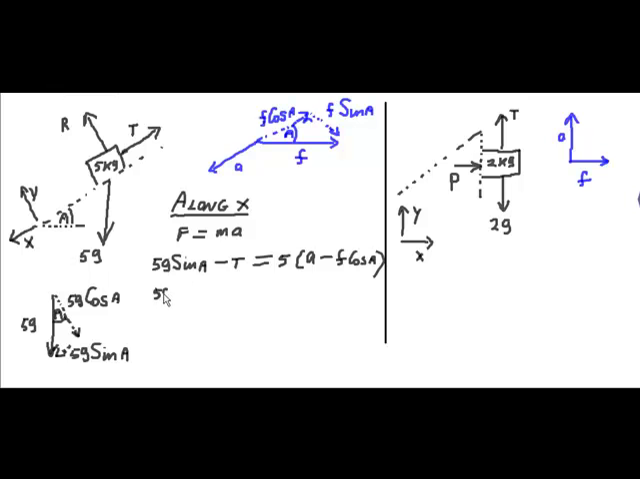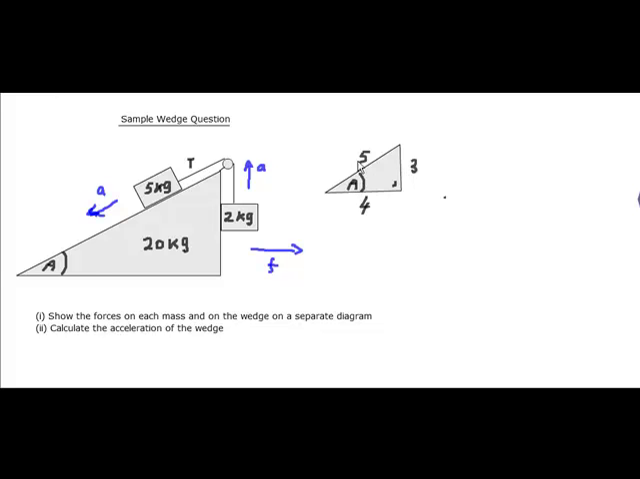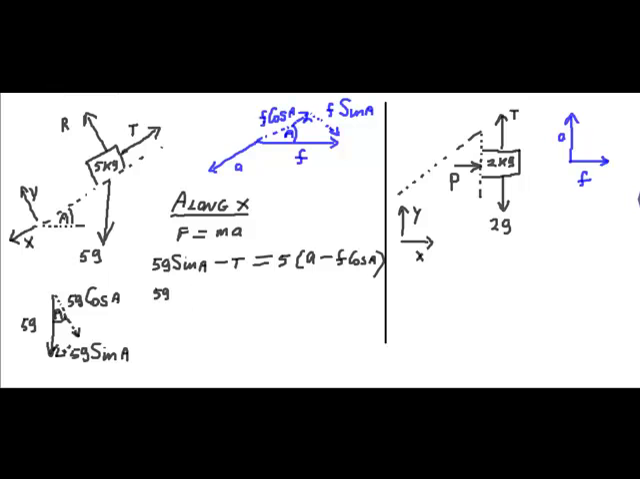And that's 5g times the sine of A. If we go back to our triangle, the sine of A is 3/5. So it's 5g into 3/5 minus T equals 5a minus 5F times the cos of A, which is 4/5. And that works out nicely for us because the 5's cancel. 3g minus T is equal to 5a minus 4F. So there's one equation in with F in it.